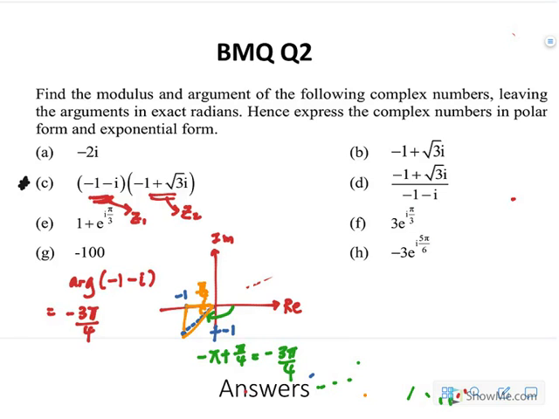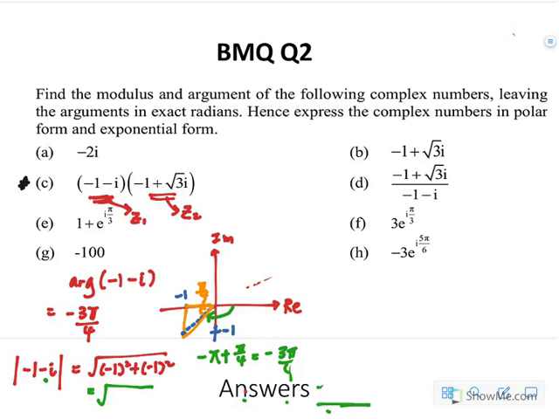Very quickly, the modulus of -1 minus i would be the square root of -1 squared plus -1 squared. Remember, we don't take -i squared, we're taking the imaginary part, which is real. So the imaginary part of this -i is -1. So it equals square root of 1 plus 1, which is square root 2.